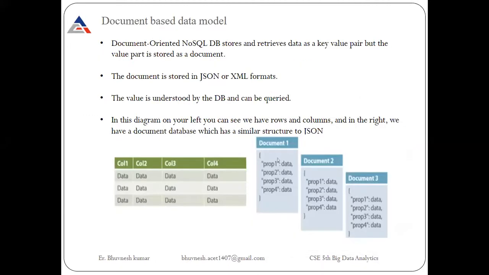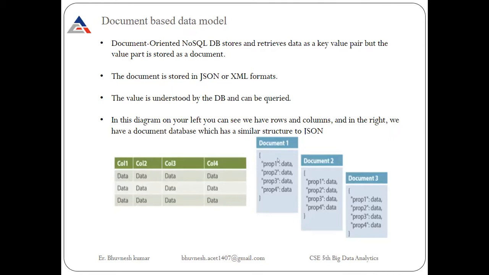Then last is your document-based data model. In this, your data is stored in the form of documents. Document-oriented NoSQL DBs store and retrieve data as a key-value pair, but the value part is stored as a document. We will store our data in the form of a document, and the document is stored in a JSON form, or in your XML format.